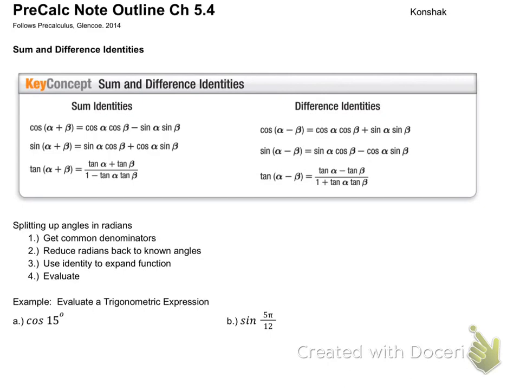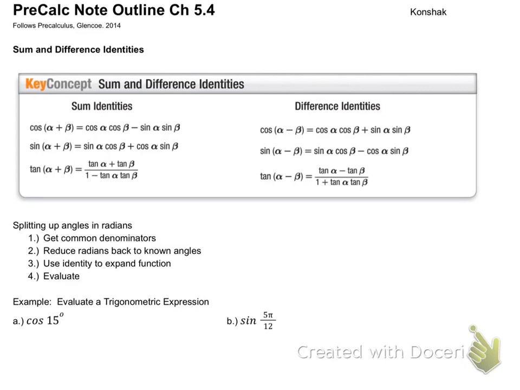So notice there is a structural difference between sine and cosine, the sum and difference, both of them. Cosine is cosine, cosine, sine, sine, versus sine is sine, cosine, cosine, sine. And tangent is a tangent plus a tangent over 1 minus tangent, tangent. That doesn't change except for the signs.